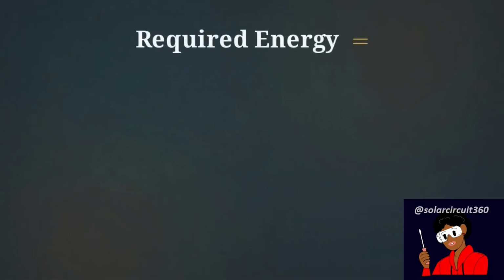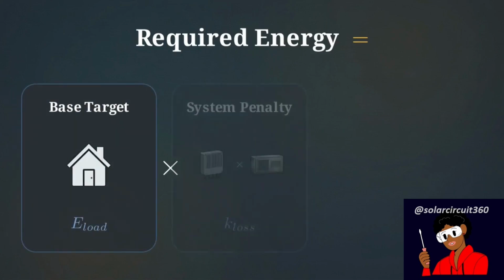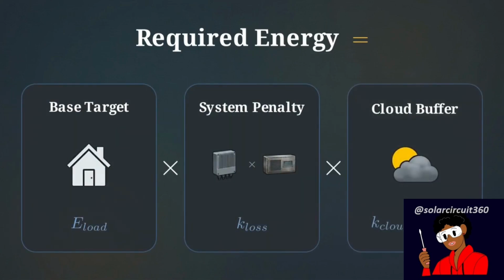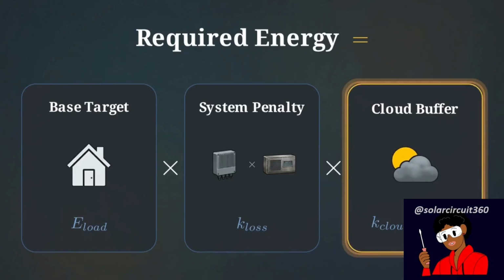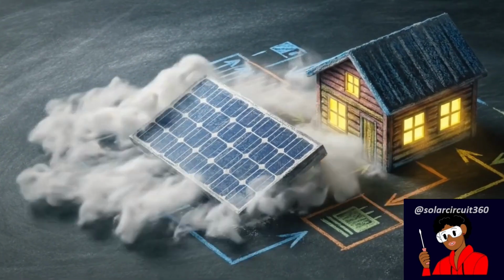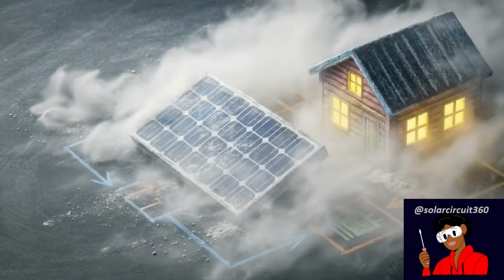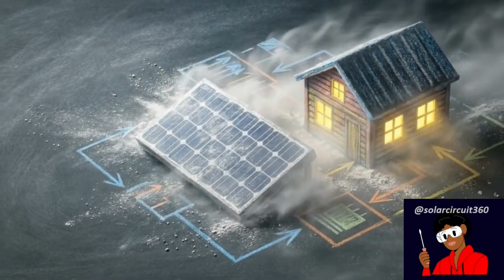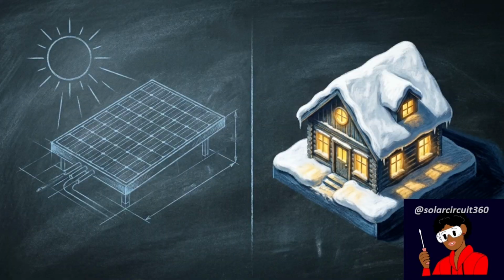This brings all the variables together into the final system sizing equation. Required energy equals the load, scaled by system losses, scaled by the cloud margin. This margin is non-negotiable. It is the sole buffer you have against cloud transients and winter sun angle loss. Off-grid systems must not be sized for bright sunlight. They must be explicitly sized to ensure energy survival when irradiance entirely collapses.